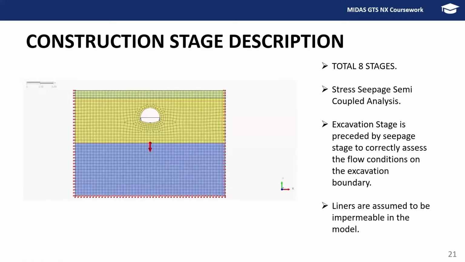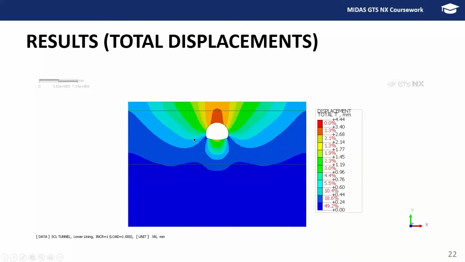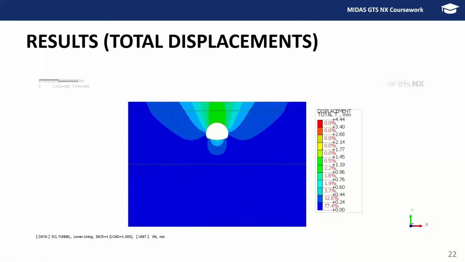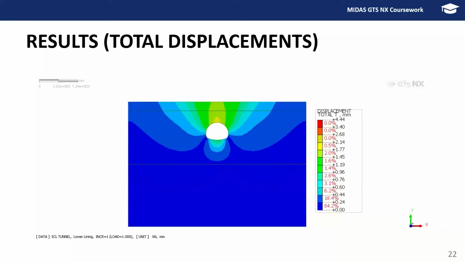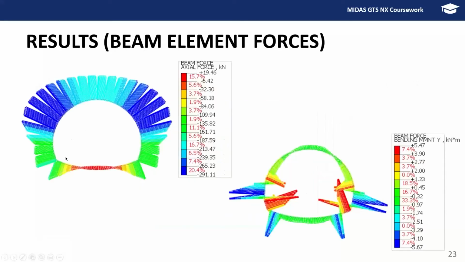So now we come to the displacements or the results. This is how the total displacements will look towards the progression of the model. Then for the liner, we get the axial loads and the bending moments.